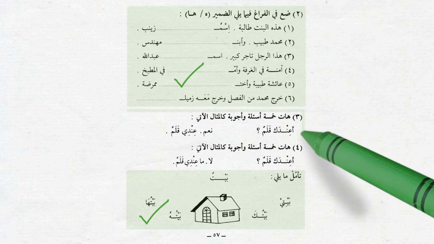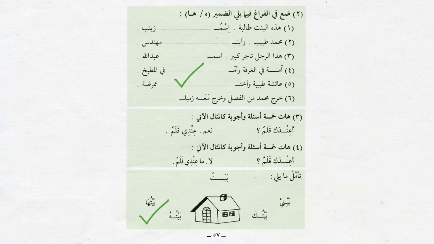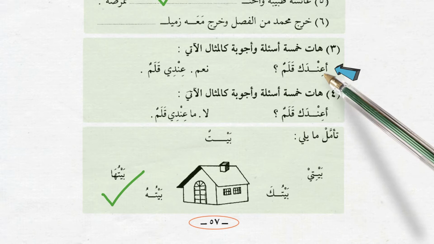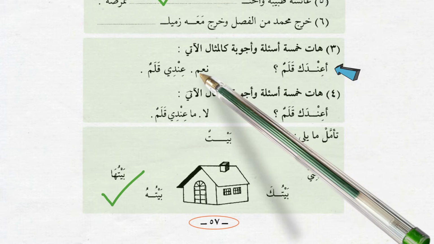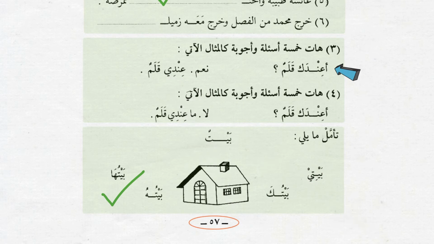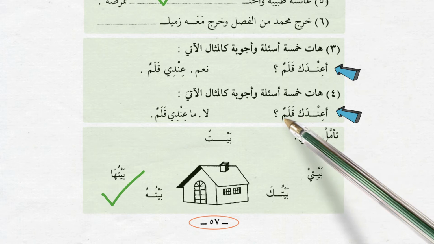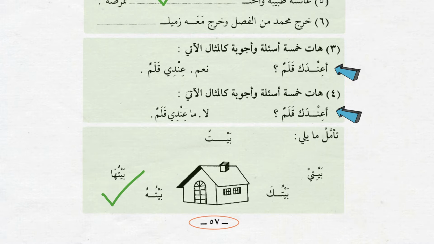Let's now practice what we've just learned by doing exercises 3 and 4 on page 57. In exercise 3, we have an example question and answer given. أعندك قلم؟ نعم, عندي قلم. We need to come up with 5 pairs of questions and answers like this with different objects. In exercise 4, we have the same question. أعندك قلم? But the answer is negative. لا, ما عندي قلم. And we need to come up with 5 sentences similar to this. Let's try to do them together.